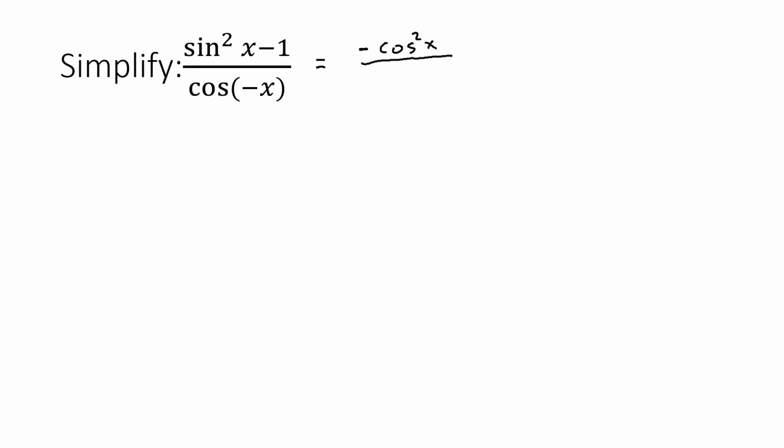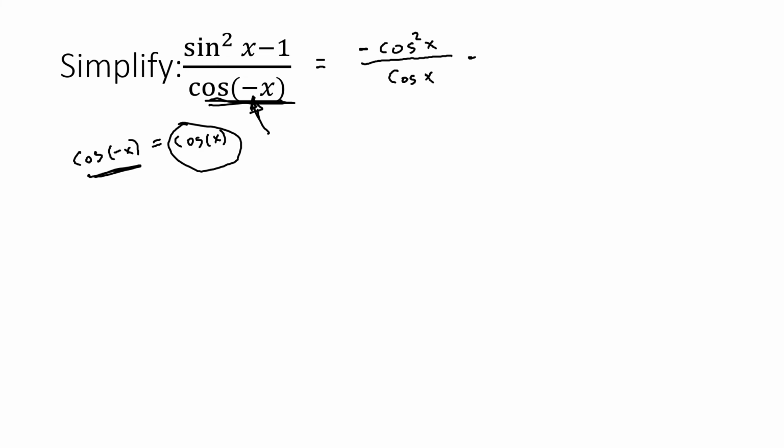Now what about the denominator? Well, when we see this negative x in here, it's a good indication that we're dealing with an odd or even identity. Remember that cosine is an even function. That means that if we put in a negative value or a positive value, they're going to be exactly the same. So we can take that cosine of negative x that we have here and just say that it's the same as cosine x. So we're going to replace it with cosine x.